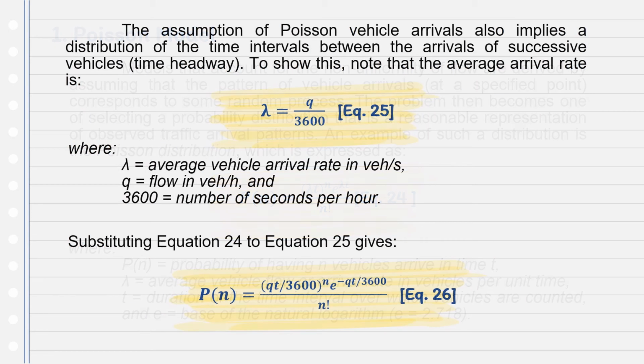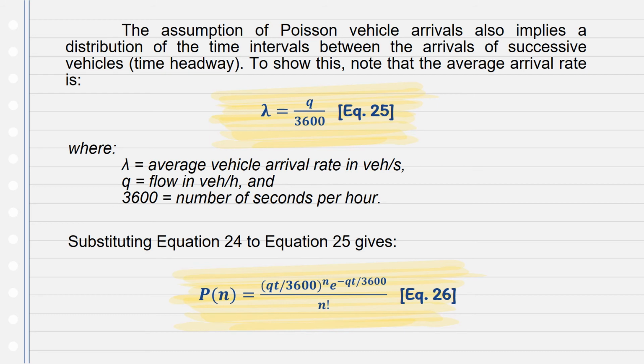The assumption of Poisson vehicle arrivals also implies a distribution of time intervals between the arrivals of successive vehicles, time headway. To show this, note that the average arrival rate lambda is equal to q all over 3,600. Lambda is the average vehicle rate in vehicles per second, q is the flow in vehicles per hour, and 3,600 is the number of seconds per hour.